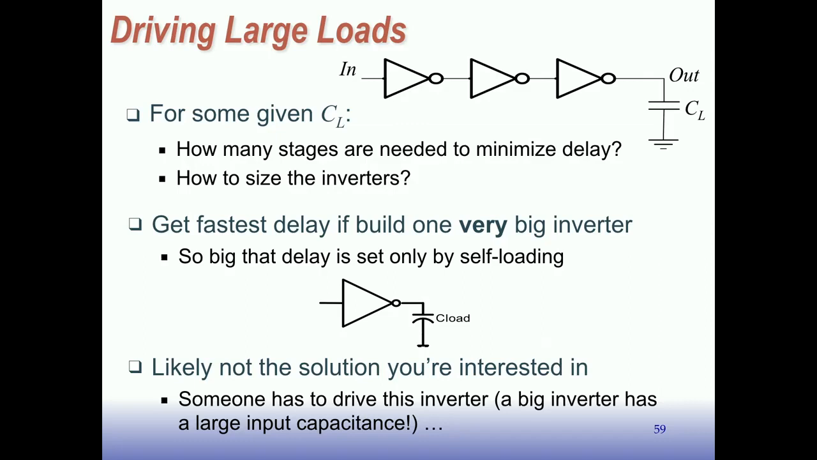The problem we've created, this is not really the solution we want though, because in the process of making a really big inverter here, we've created a lot of input capacitance to this inverter, and somebody has to drive that. Right? So we just kind of pushed the problem from driving a big output capacitance to driving a big input capacitance on this inverter. So we can't just solve it with a single inverter.